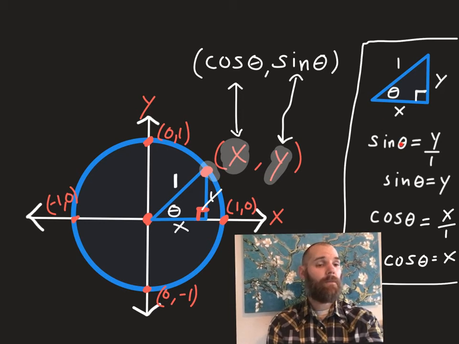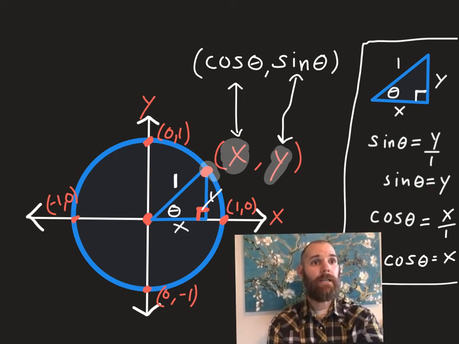So what's sine from SOHCAHTOA? That's opposite over hypotenuse. So sine of theta is y over 1. Well, y over 1 is just y. So that's why the sine of theta is y.